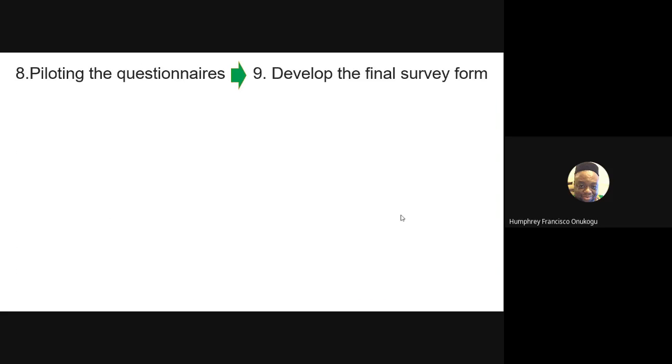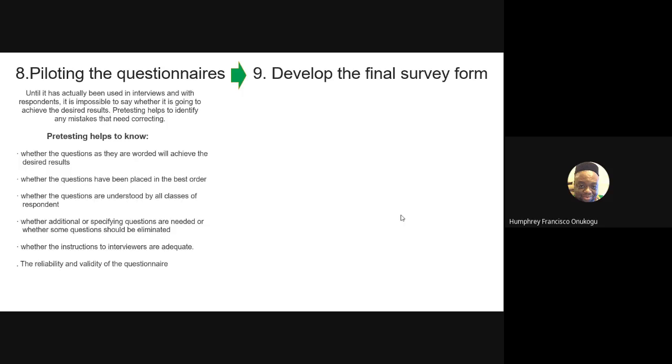After we have followed the first 7 steps, then we have to pilot the questionnaire. That is the testing. And of course, from piloting the questionnaire, we move to the final step, which is developing the final form. Now, looking at piloting, until it has actually been used in interviews with respondents, it is impossible to say whether it is going to achieve the desired result. Pre-testing helps to identify any mistakes that need correcting.